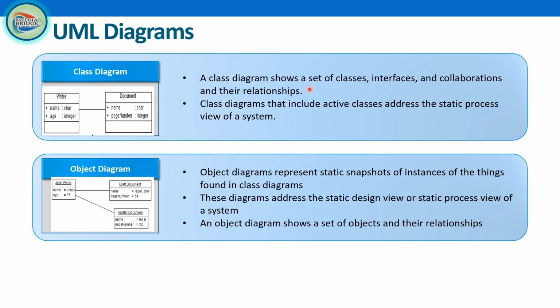A class diagram shows a set of classes, interfaces, and collaborations, and their relationships. Class diagrams that involve active classes address the static process view of the system. On the other hand, object diagrams represent a static snapshot of an instance of the things found in class diagrams. These diagrams address the static design view or static process view of a system. An object diagram shows a set of objects and their relationships.